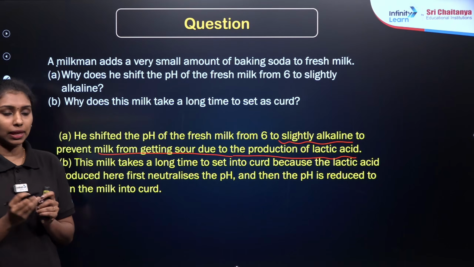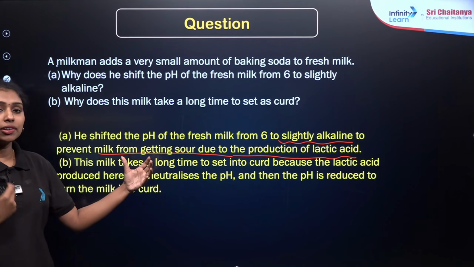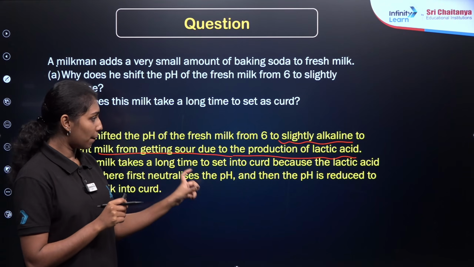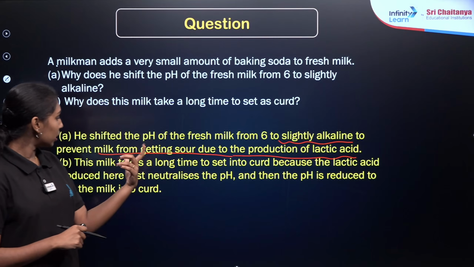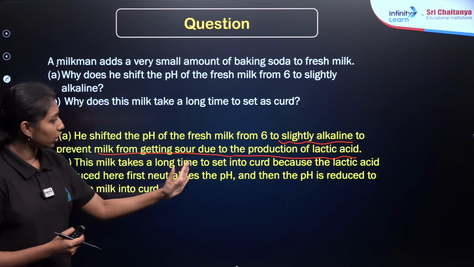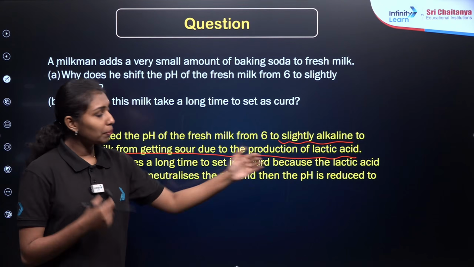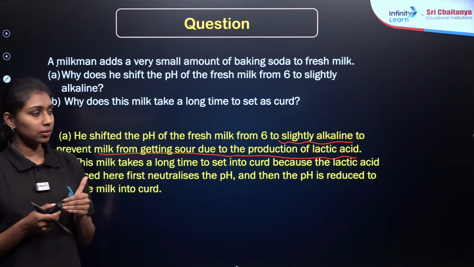Fresh milk has a pH of 6. We know that whenever it changes to curd, a sour taste develops. So in order to prevent the milk from getting a sour taste, we make the solution slightly alkaline. I hope you understand.